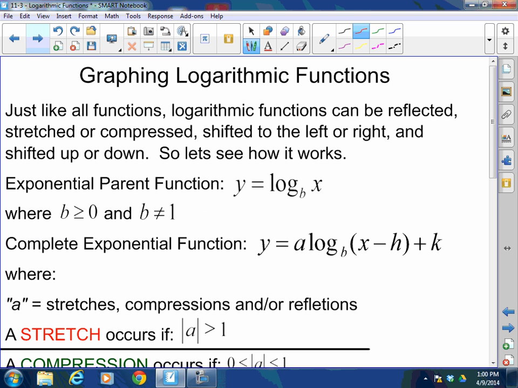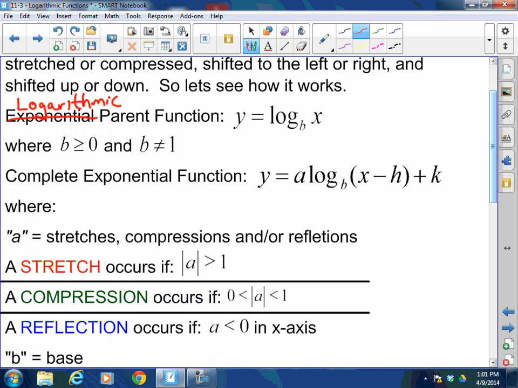Graphing. Graphing's easy. And it's just like yesterday, okay? Just like all functions, logarithmic functions can be reflected, stretched, compressed, shifted to the left or the right, or shifted up or down. So let's see how it works. Okay, and this is wrong. It's not the exponential parent function. The logarithmic parent function is y equals log base b of x.